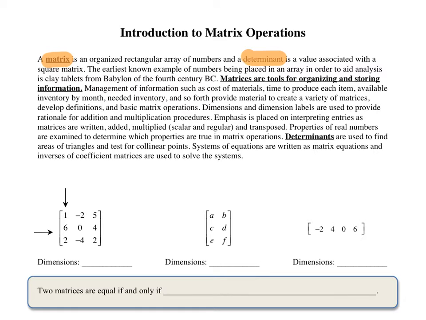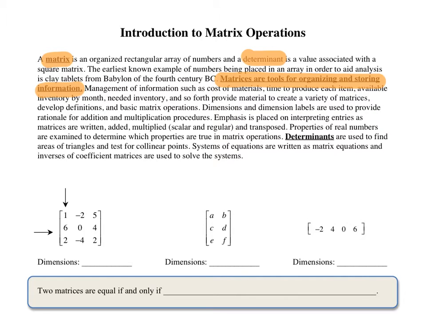The earliest known example of numbers being placed in an array in order to aid analysis is clay tablets from Babylon in the 4th century BC. Matrices are tools for organizing and storing information. Management of information such as cost of materials, time to produce each item, available inventory by month, needed inventory, and so forth provide material to create a variety of matrices, develop definitions, and basic matrix operations.